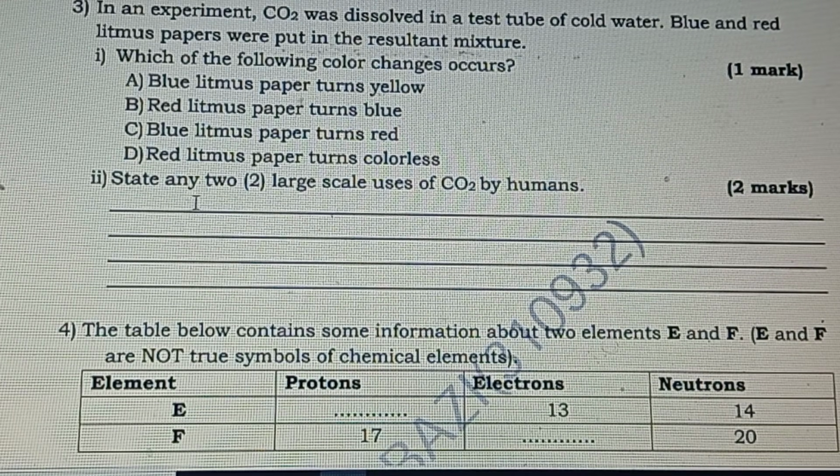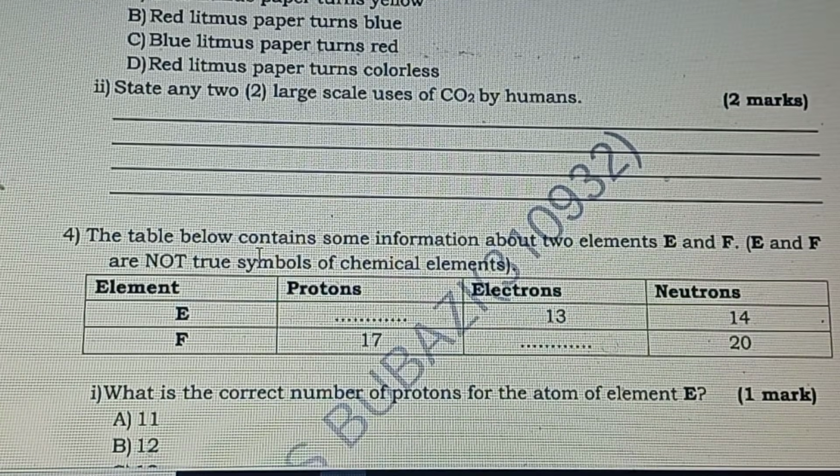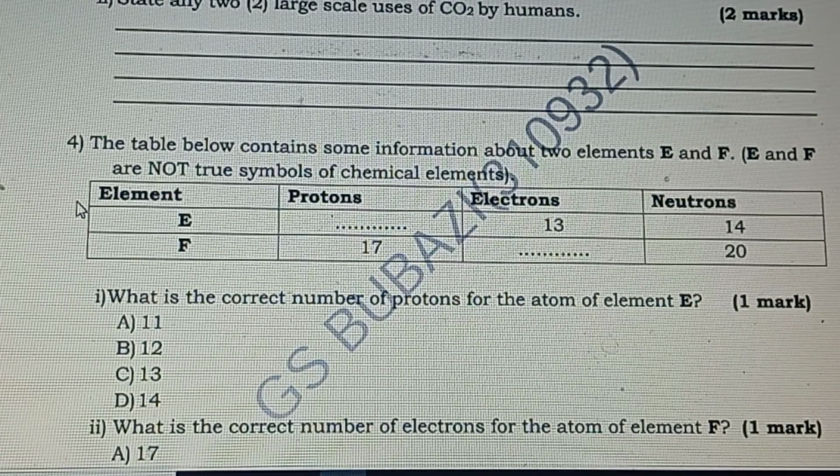II. State any two large scale uses of carbon dioxide. Carbon dioxide is used for carbonation of beverages, as a fire extinguisher, for refrigeration and cooling, and also in the manufacture of chemical fertilizer. Let's continue with question 4.